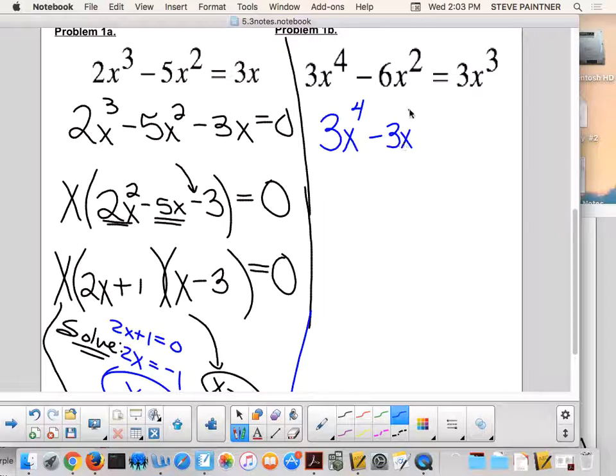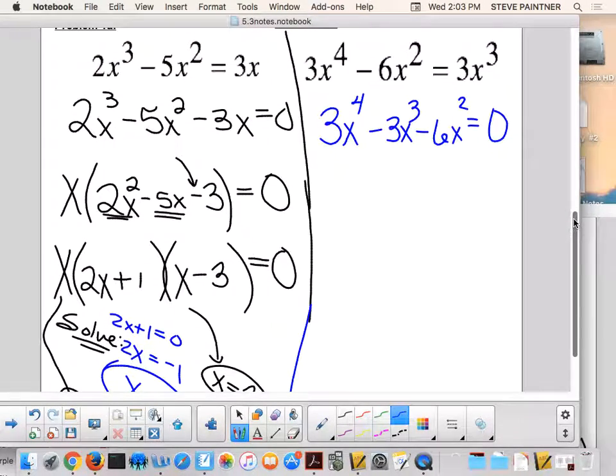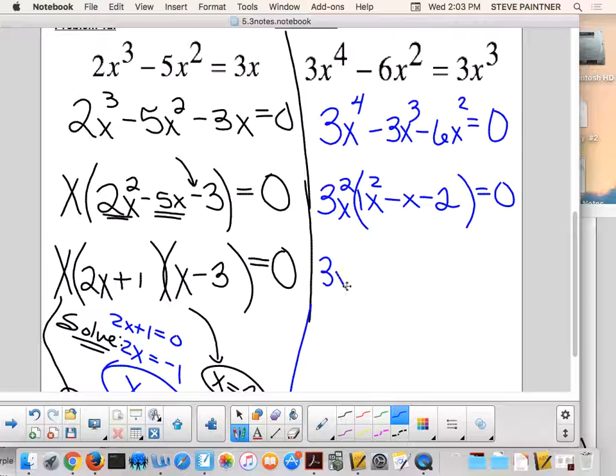If I put this in standard form, I would get this. Notice x to the fourth, then x cubed, then x squared. Set it equal to 0. Travis, GCF. 3x squared. Travis, what's left? x squared minus x minus 2. Is this an easy trinomial or one of the tougher ones? It's easier because of the 1. Travis, finish the factors. It would be x plus 1 and x minus 2.